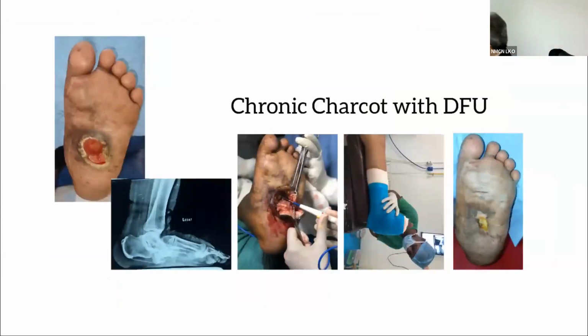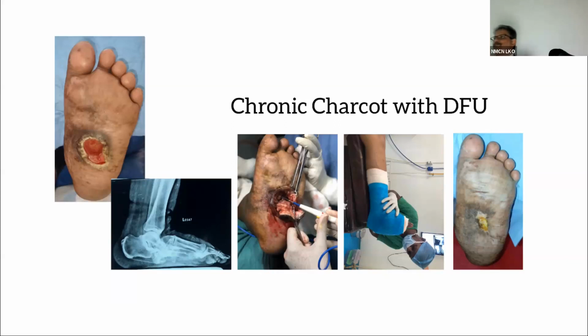Now, chronic Charcot with DFU. You can see that here. So we just took an X-ray. You can see that the cuboid is hitting down there, and we plan for the surgery. We remove the hitting bone, the cuboid. We put him in a total contact cast, which is just above the ankle. See the results in 3 months. 100 days, everything is fine. Patient is back in closure.